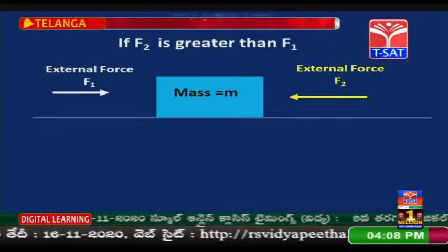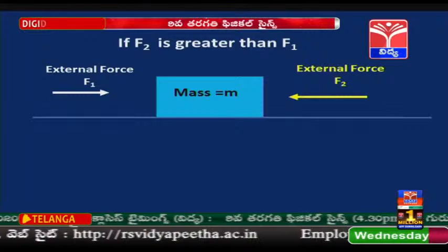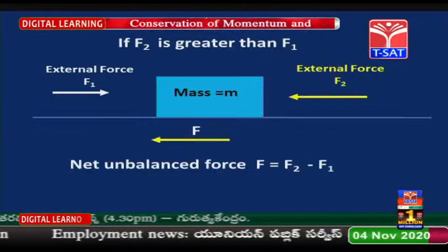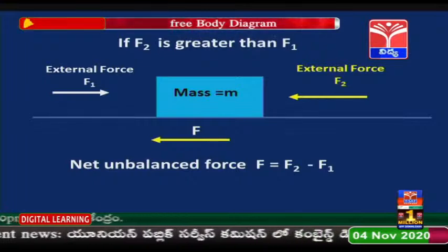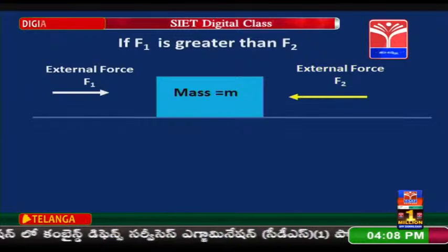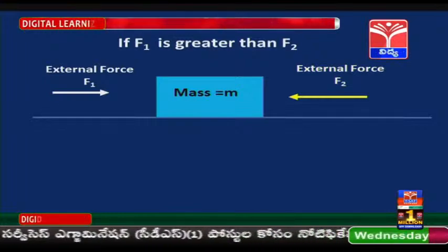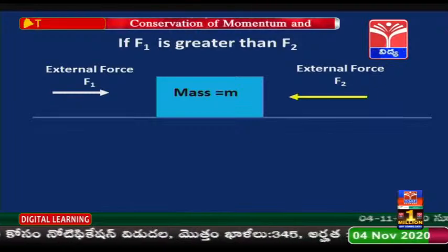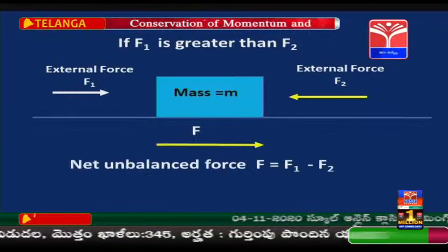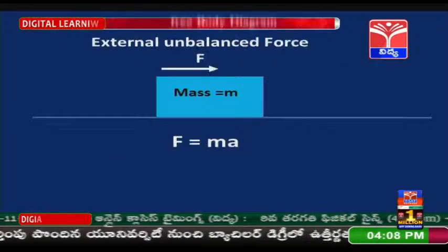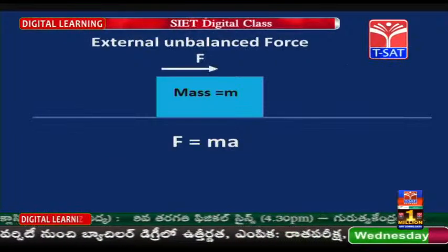Now, we have two forces acting on the object in opposite directions. If F2 is greater than F1, then the object moves in the direction of F2. The net unbalanced force is given by F2 minus F1. In case F1 is greater than F2, then the object tends to move in the direction of F1. The net unbalanced force is given by F1 minus F2. The external unbalanced force is F.